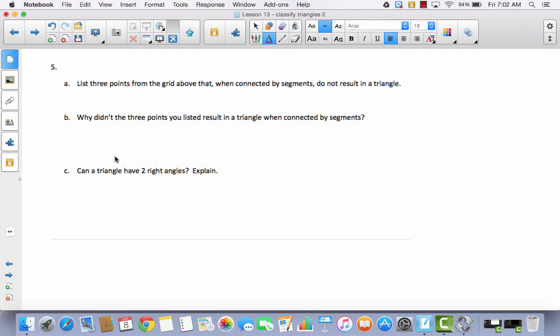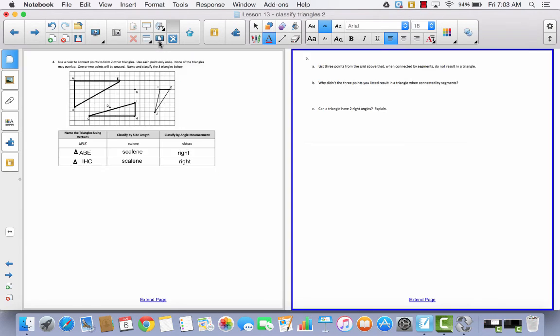All right, so let's take a look at number 5. List 3 points from the grid above that when connected by segments do not result in a triangle. So we've got to list 3 of them. So I'm going to do a dual page like this so I can go back and look. So what are 3 points that when you connect them, they do not make a triangle?